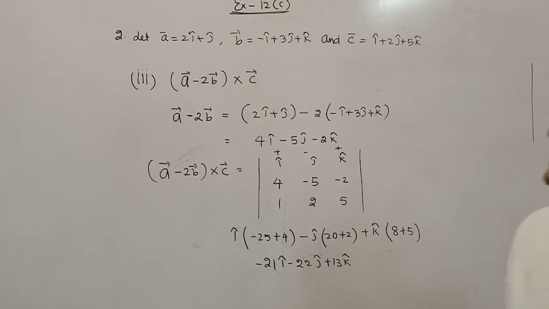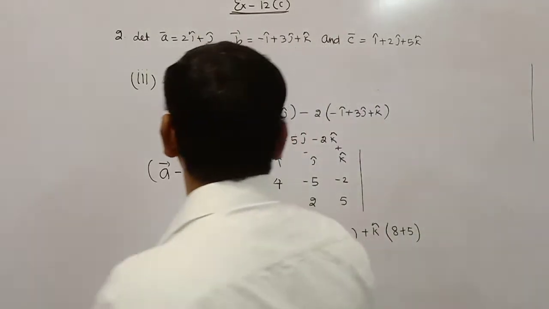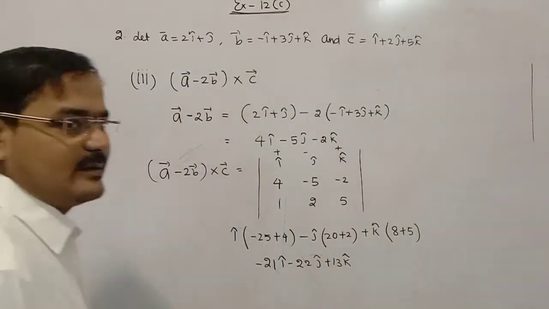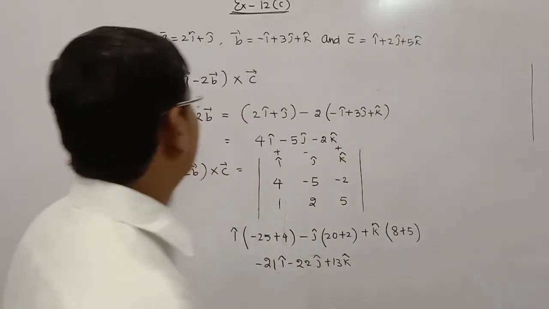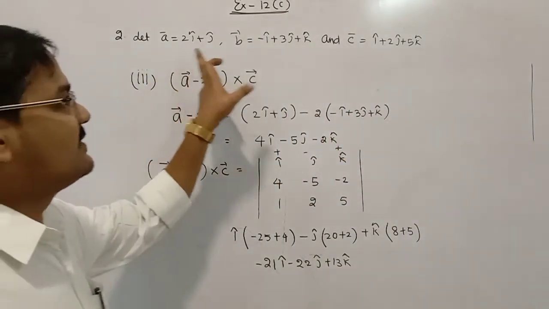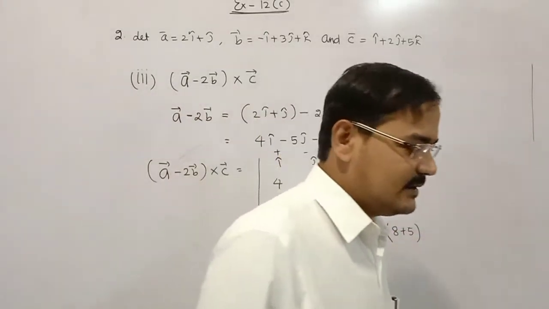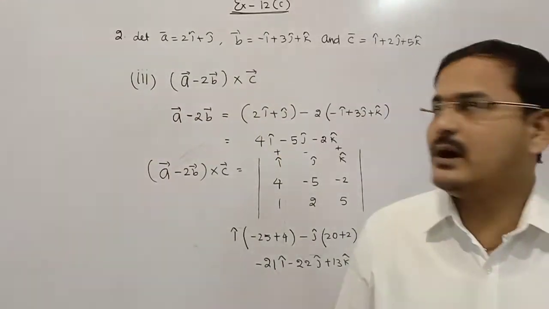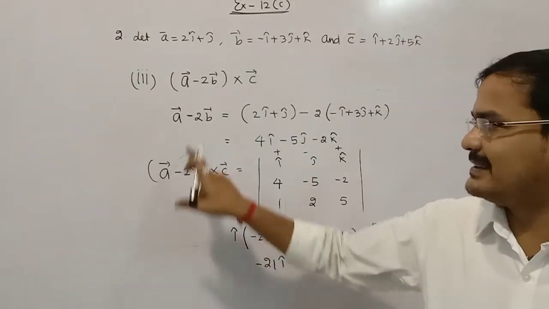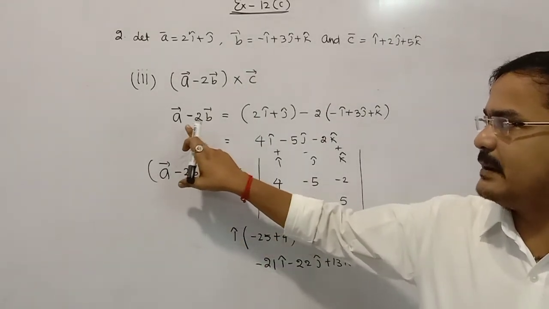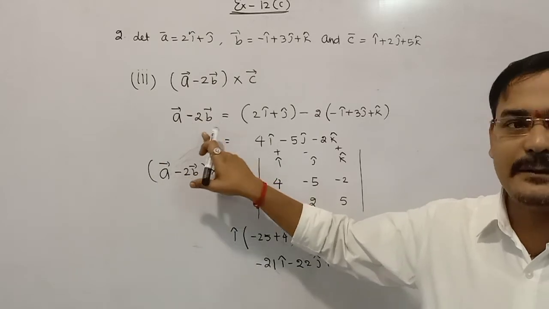This is the way to find the answers of these questions. Totally 5 are there. I can solve only one, and the remaining 4 you can solve. What do you do? First you observe. He has given the vectors a bar, b bar, c bar, and he is asking to find the value of a bar minus 2b bar cross c bar. For that purpose, you first find a bar minus 2b bar.